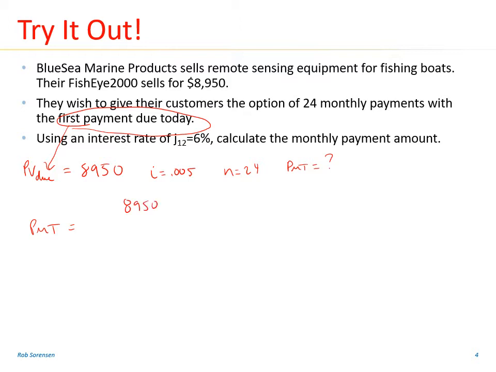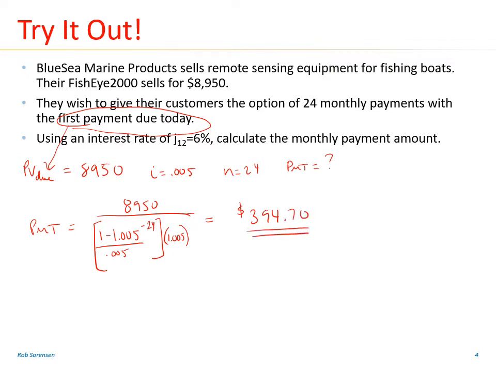We'll go ahead and put the numbers in here. $89.50, 1 minus 1.005 to the negative 24, over .005, times 1.005. And if I go ahead and work that through, I get $394.70. That's how much it would be per month. Probably a lot more affordable for the people buying the equipment.